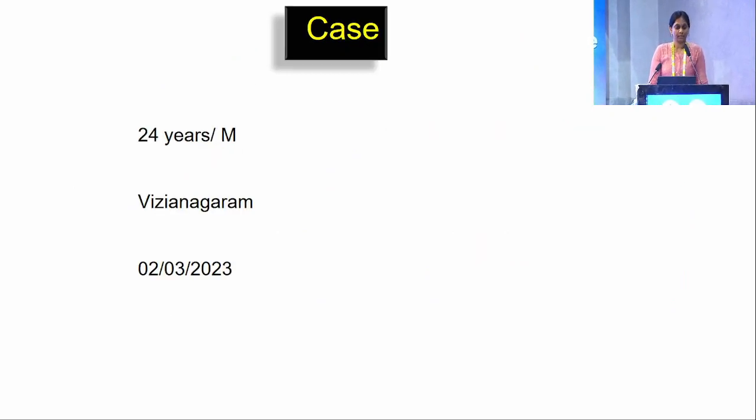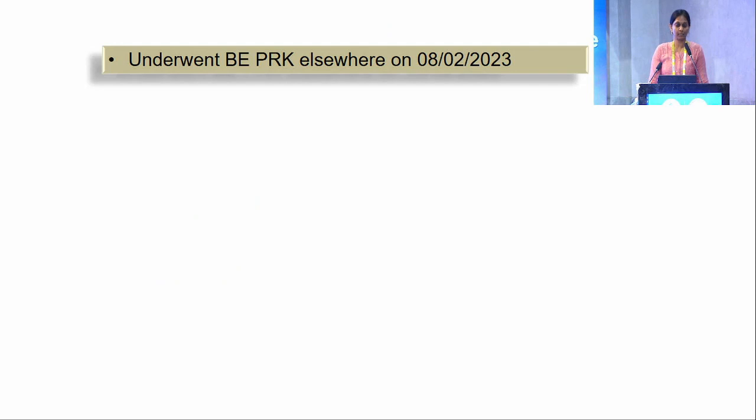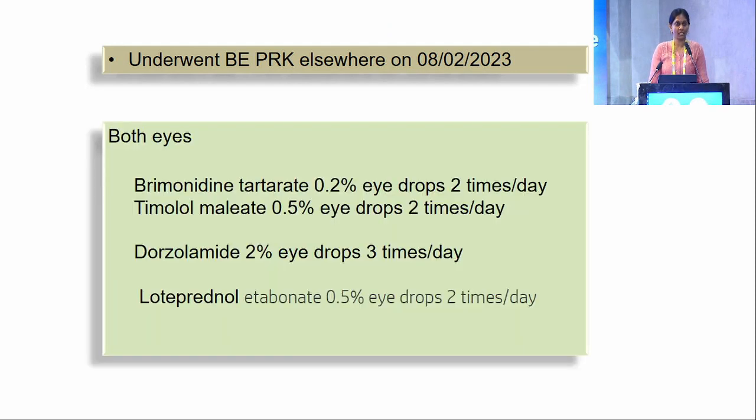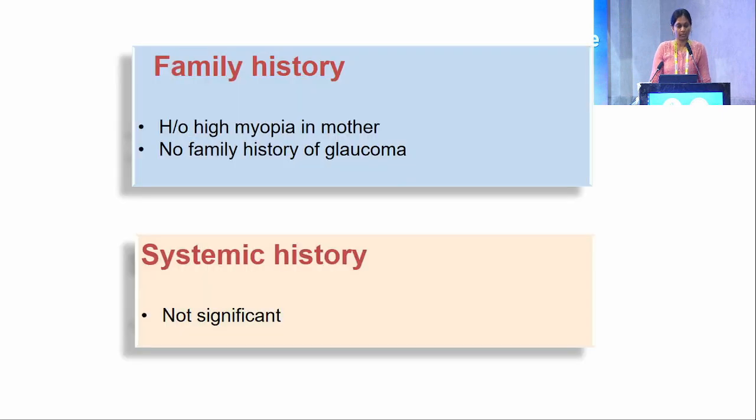My case is of a 24-year-old male who hails from Vijayanagaram, who came to our OPD on 2nd March 2023. He underwent both eyes PRK elsewhere in the last month, after which he was started on steroids, for which he developed a rise in intraocular pressure. He was started on AGMs and shifted to low potent steroids. Even his mother has high myopia, no family history of glaucoma, systemic history is nil.